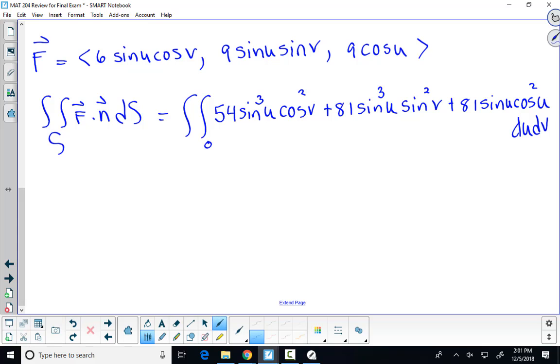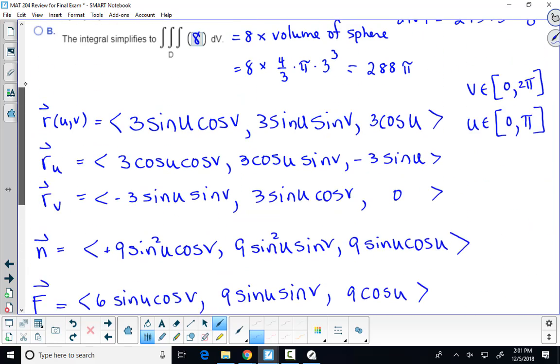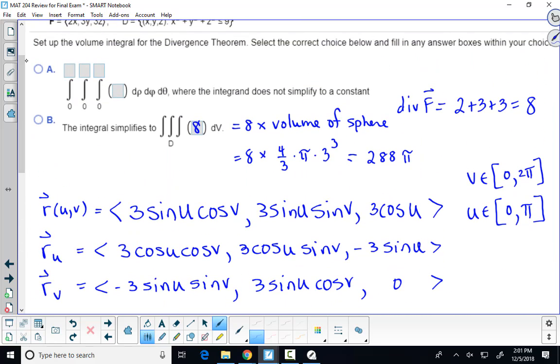I have a question. This may be dumb, but why are we doing a double integral when in the question it wants a triple integral? The divergence theorem has two sides. One side has a triple, one side has a double. We already did the triple. The triple is this one right there.